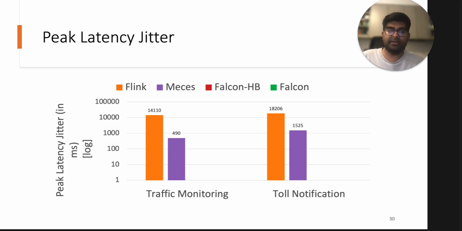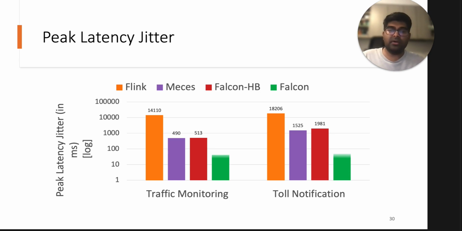For Falcon HB, even with hot backups, we see that there is a spike of 500 milliseconds to 2 seconds due to the time taken to transfer the state change since the last checkpoint. In contrast, Falcon achieves a latency of 42 milliseconds, which is about half the round trip time of the network latency. This again is orders of magnitude better than the other systems.